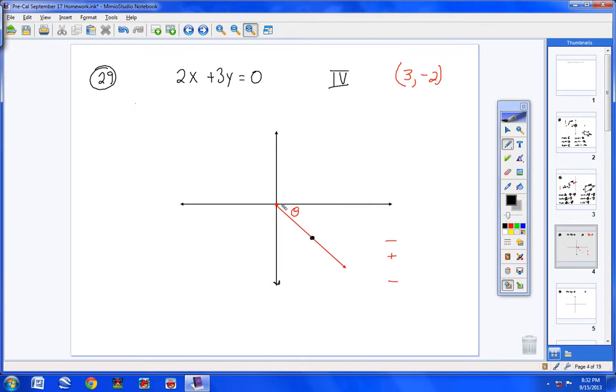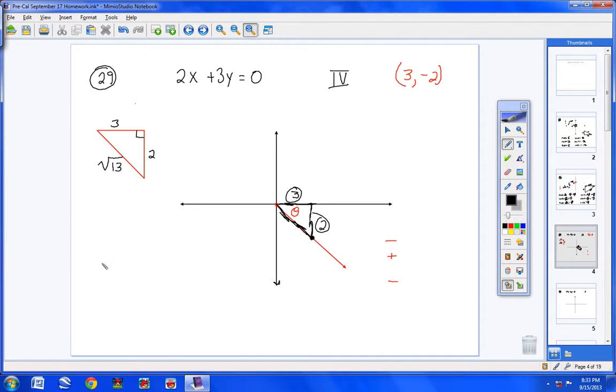And now I've got a nice right triangle. I went over 3 and down 2. So there's my right triangle, and there's my right angle. See this 3 right here? Here's my 3. See this 2 right here? Here's my 2. And now let's find the hypotenuse. It would be the square root of 13 if you use the Pythagorean theorem.